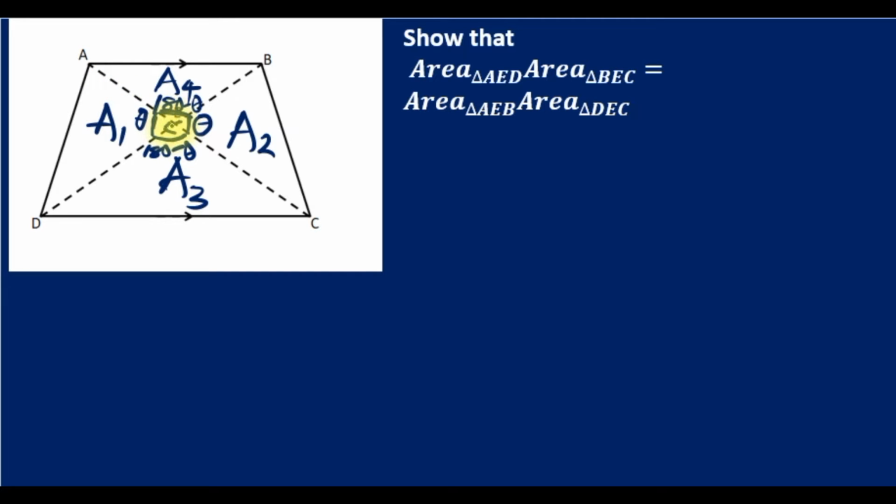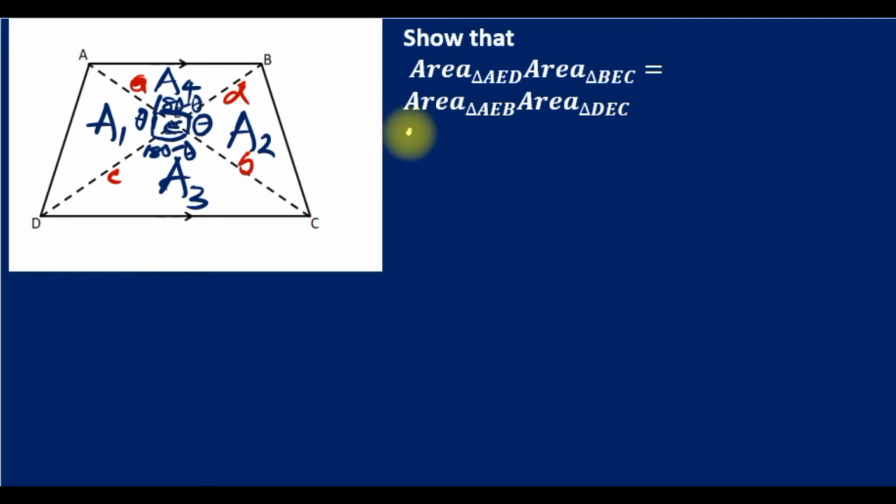So again, let's denote AE, let's call AE A. EC, let's call it B. Again, DE, let's call it C. Finally, EB, let's call it D. So as you can see, we have SAS triangles here, so we find the area.